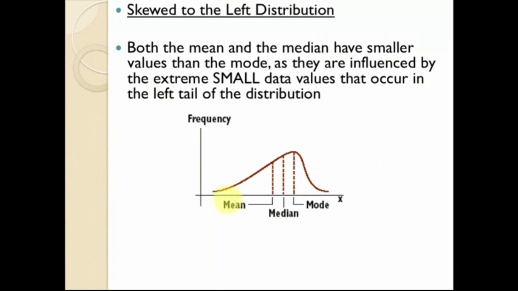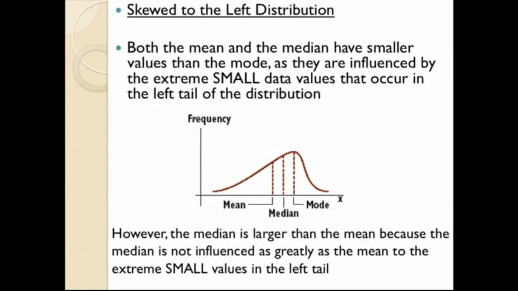You've got low data values, which makes it a skewed left distribution, and those low data values pull the mean down towards the left, and it does skew the median slightly as well. Okay. The median is larger than the mean because the median is not influenced as greatly as the mean by the extreme small values in the left tail.